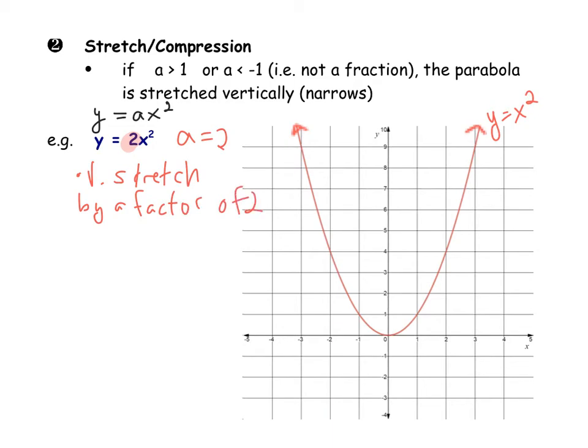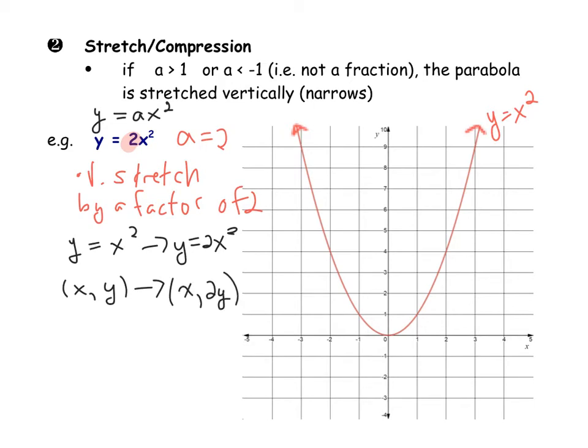So what does that mean? Well, I know that I'm taking y equals x squared and I'm transforming it into y equals 2x squared. And so every x, y coordinate in y equals x squared is going to be transformed into x, 2y. So basically, when I look at this function, I see that every y value is going to be multiplied by 2 compared to the original function, which is why I can say, well, y becomes twice what it was before.